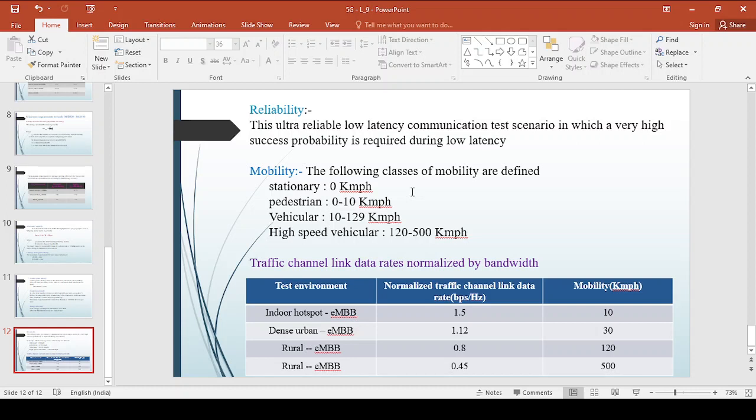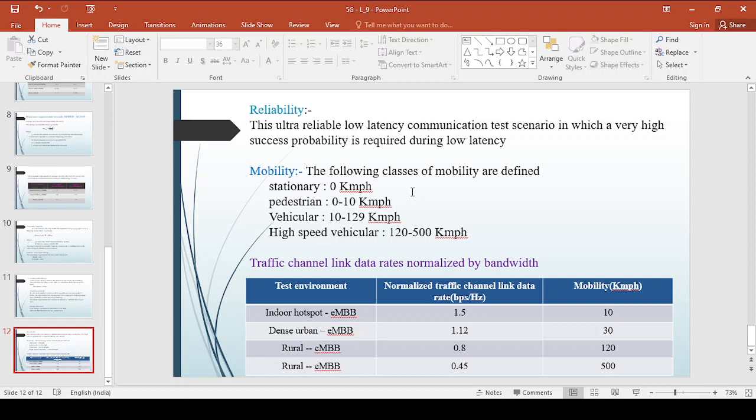One is enhanced mobile broadband, another is ultra reliable low latency communication, and another one is massive machine type communication. Among these three different scenarios, in the ultra reliable low latency communication test scenario, we can expect very high success probability under low latency. Now coming to the next requirement, we have mobility.